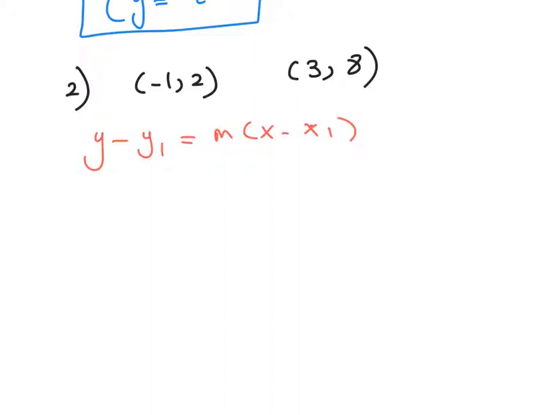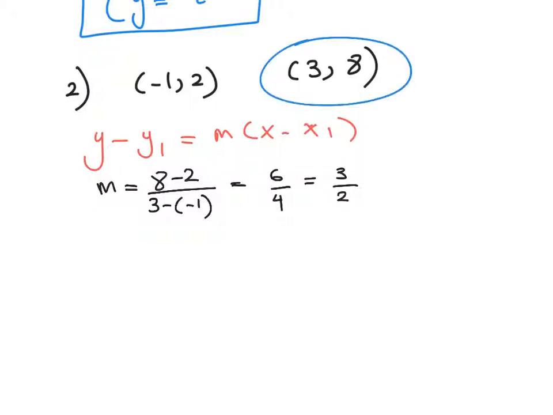Okay, so let's start by finding the slope. Remember, the slope is y2 minus y1, so 8 minus 2, over x2 minus x1, so 3 minus negative 1. That would give me 6 over 4, which simplifies to 3 over 2. So that's the slope. Now I need to choose one of the points to plug into the equation. It could be negative 1, 2, or 3, 8. I'm going to take 3, 8, not for any reason. If you take the other one, it's correct as well. So y minus 8 equals 3 over 2 times x minus 3. There you go. That's my rectangular equation.